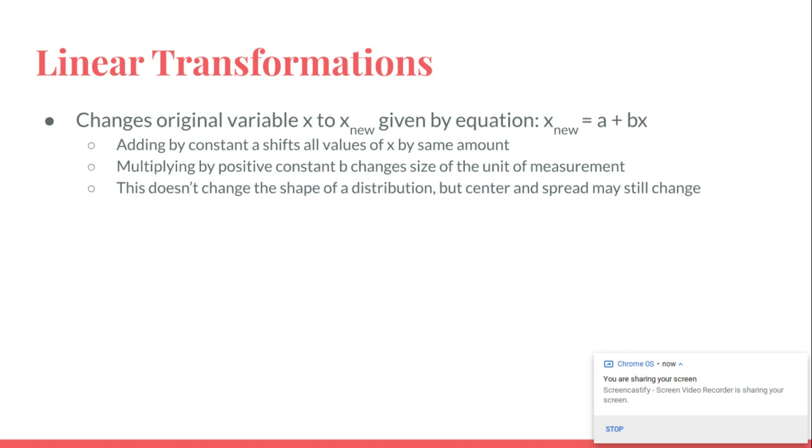For linear transformations, changes in the original variable x to x new is given by the equation x new equals a plus bx. When you add a constant a, you shift all the values of x by the same amount. And when you multiply by a constant b, it changes the size of the unit of measurement. But this doesn't change the shape of a distribution, though center and spread may still change.